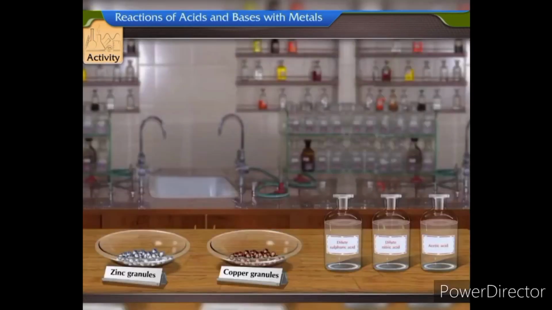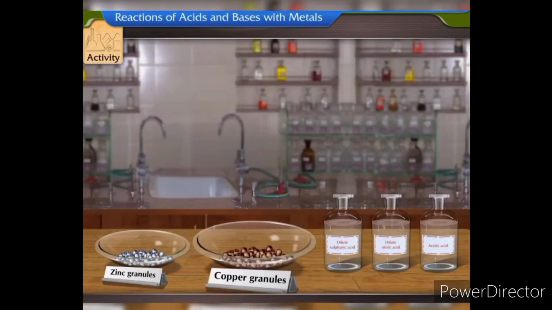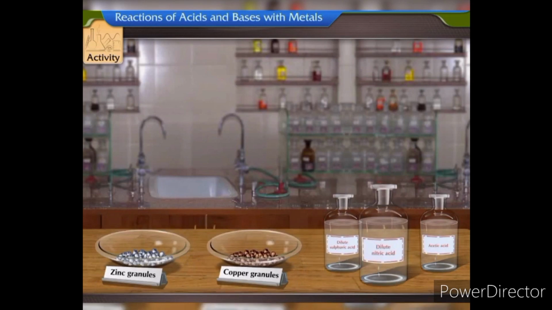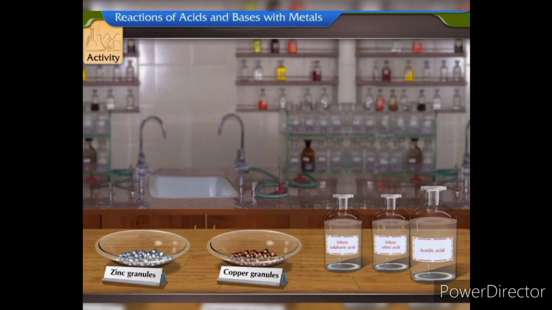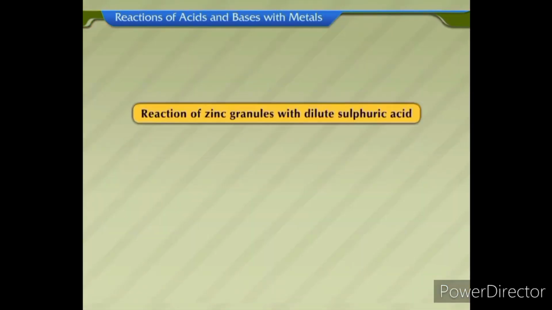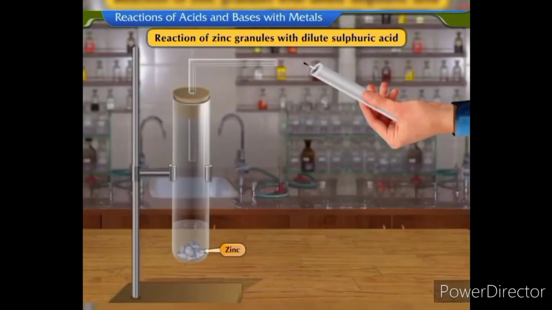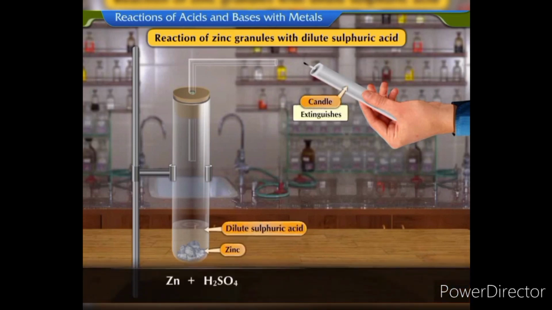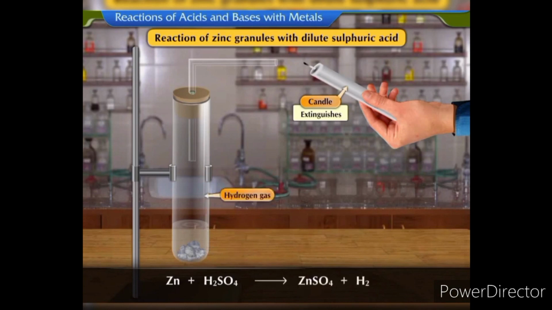Now, let us test zinc granules and copper granules using dilute sulfuric acid, dilute nitric acid, and acetic acid. Reaction of zinc granules with dilute sulfuric acid. When zinc reacts with dilute sulfuric acid, a gas is evolved. This gas burns with a popping sound and the candle extinguishes. Zinc reacts with dilute sulfuric acid to form zinc sulfate and hydrogen gas.